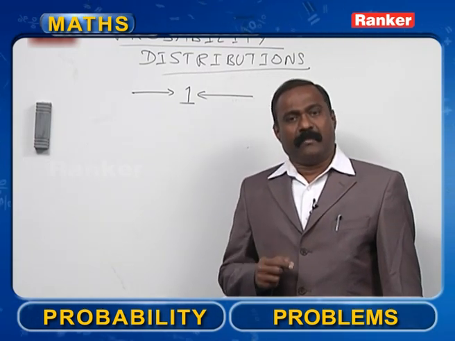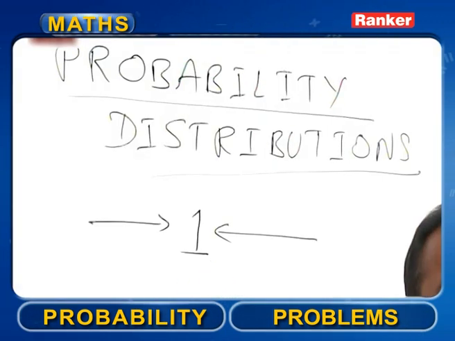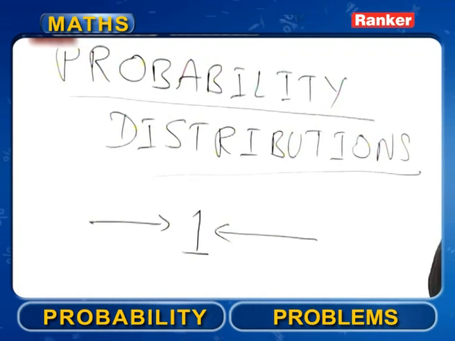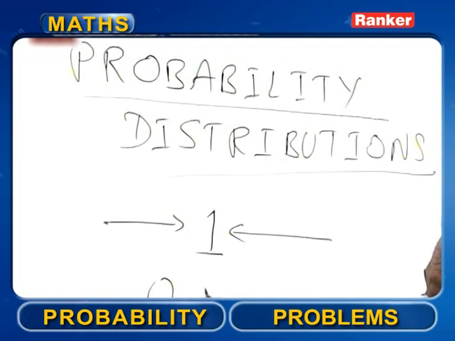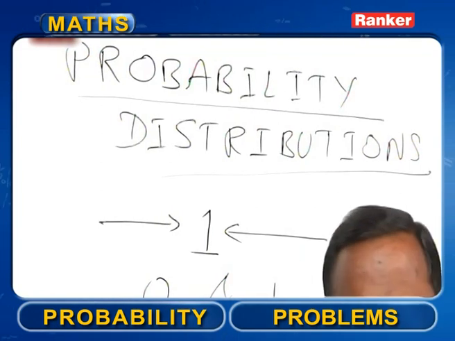Understand the probability distribution like this. This is 1. Why 1? Because you can see the sum of the probabilities, and the value of the probability always lies between 0 and 1. We discussed it in the first class itself.